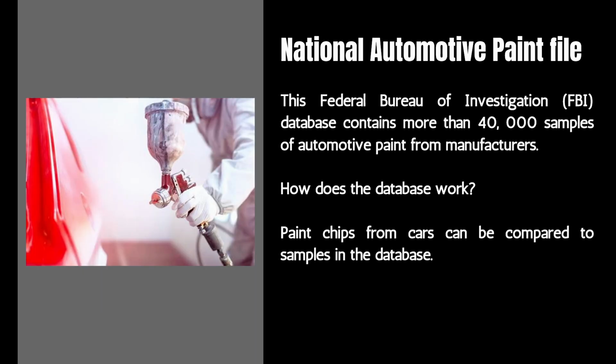Next one is National Automotive Paint File. This Federal Bureau of Investigation database contains more than 40,000 samples of automotive paint from manufacturers. And this database works by comparing the paint chips from cars. It is compared to the samples in the database.